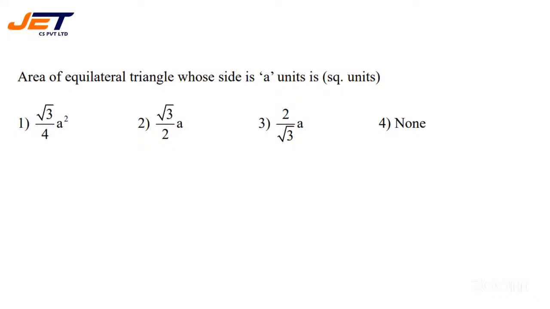Area of an equilateral triangle whose side is a units is dash. So this is absolutely formula based, isn't it? So what is the area of the equilateral triangle? All formulas have to be noted down, isn't it? So I'm sure you all must be noting down all the formulas. So it is option A, root 3 by 4 a square square units. Always, area means you'll have square units. Okay. All right. See the next question.